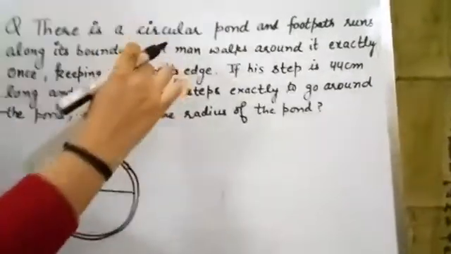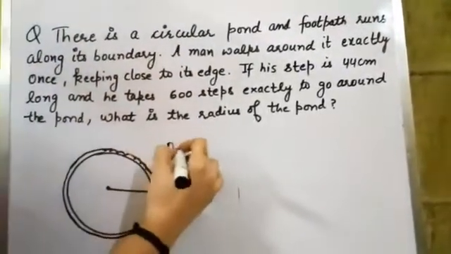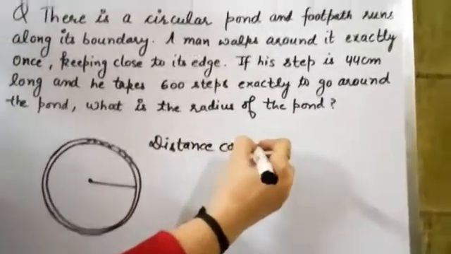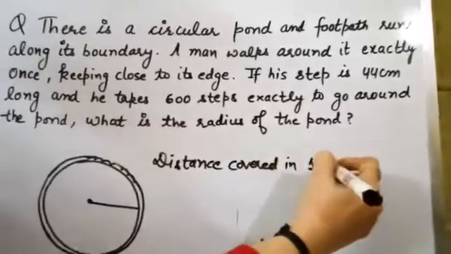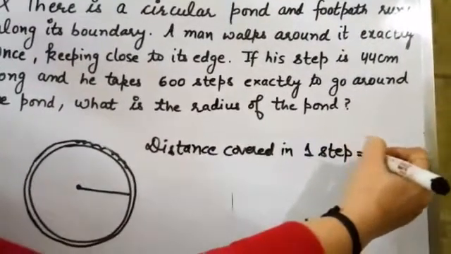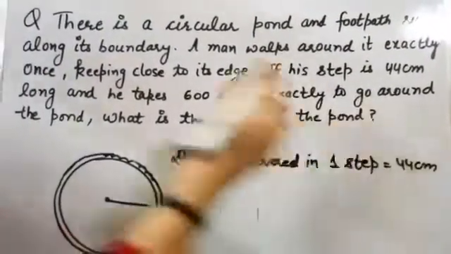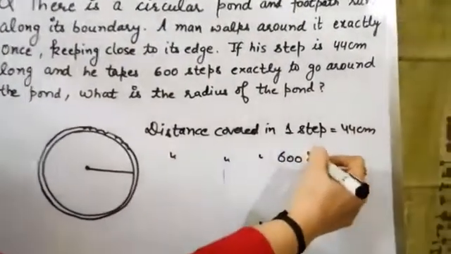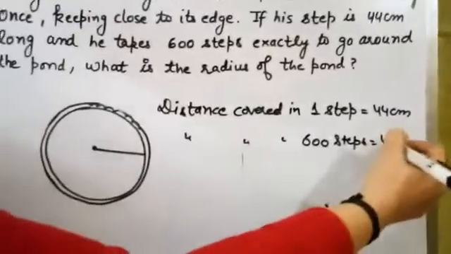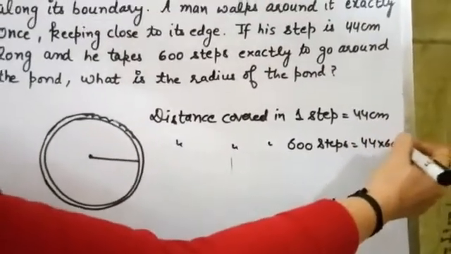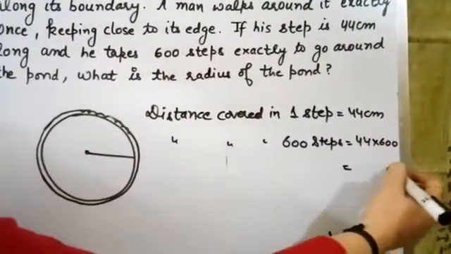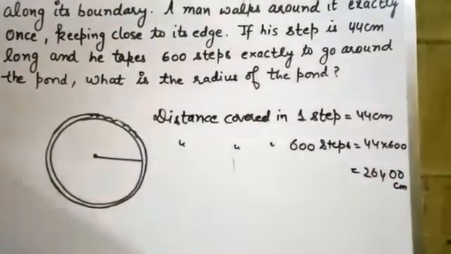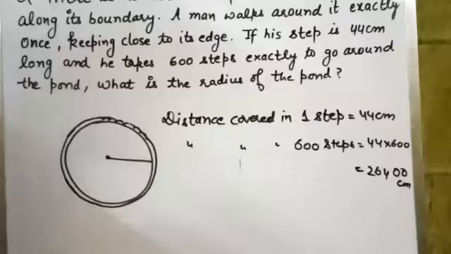Now what is given? The distance covered in one step is given to us. That is 44 centimeter. And how many steps he takes? Distance covered in 600 steps. So we are going to multiply 44 into 600. This is the distance covered by the man in 600 steps.